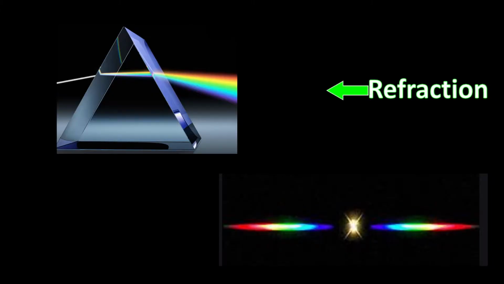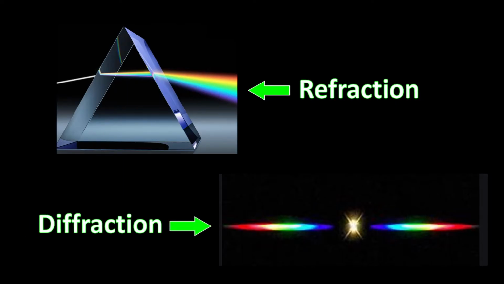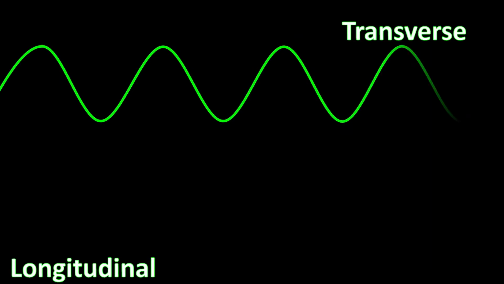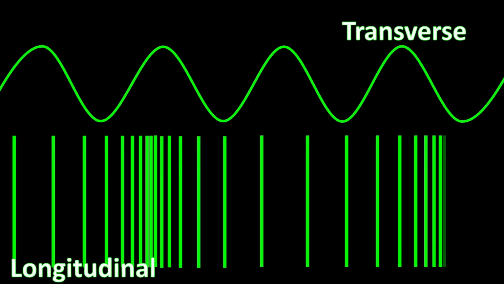Okay, so far we have determined that light has wave properties. We saw this by its refraction through different mediums and its diffraction through openings. Now there are different types of waves, and it's worth considering if light is a transverse wave with peaks and valleys like this, or if it's a longitudinal wave with compressions and rarefactions.